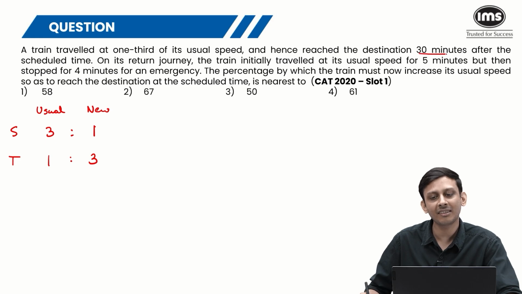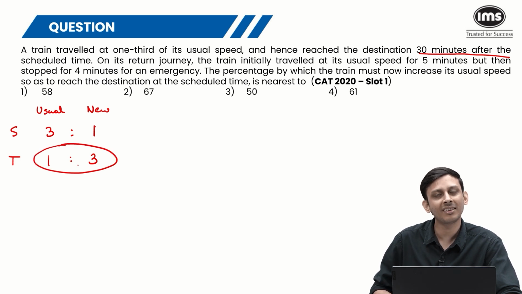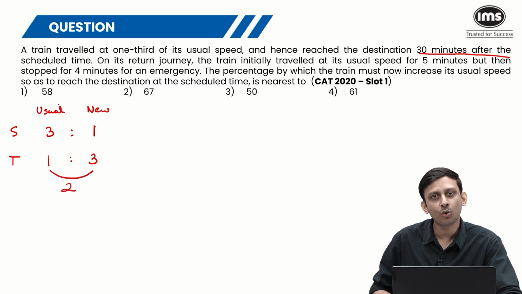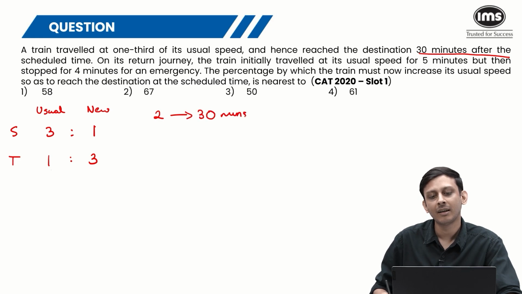And now we have information that in this case, because the speed became 1/3, the train reached the destination 30 minutes after the scheduled time. So it took 30 minutes more compared to usual. So if you look at the ratio of the time, 1 and 3, we have a gap of 2. Which means as per the ratio, usually if it takes 1 part of time, now it is taking 3 parts of time. So it is taking 2 more parts of time. And we also have 30 minutes more. So we can say that the 2 parts more is equivalent to 30 minutes more. Now if 2 parts is 30 minutes, then 1 part will be half of that. So that will be 15 minutes.